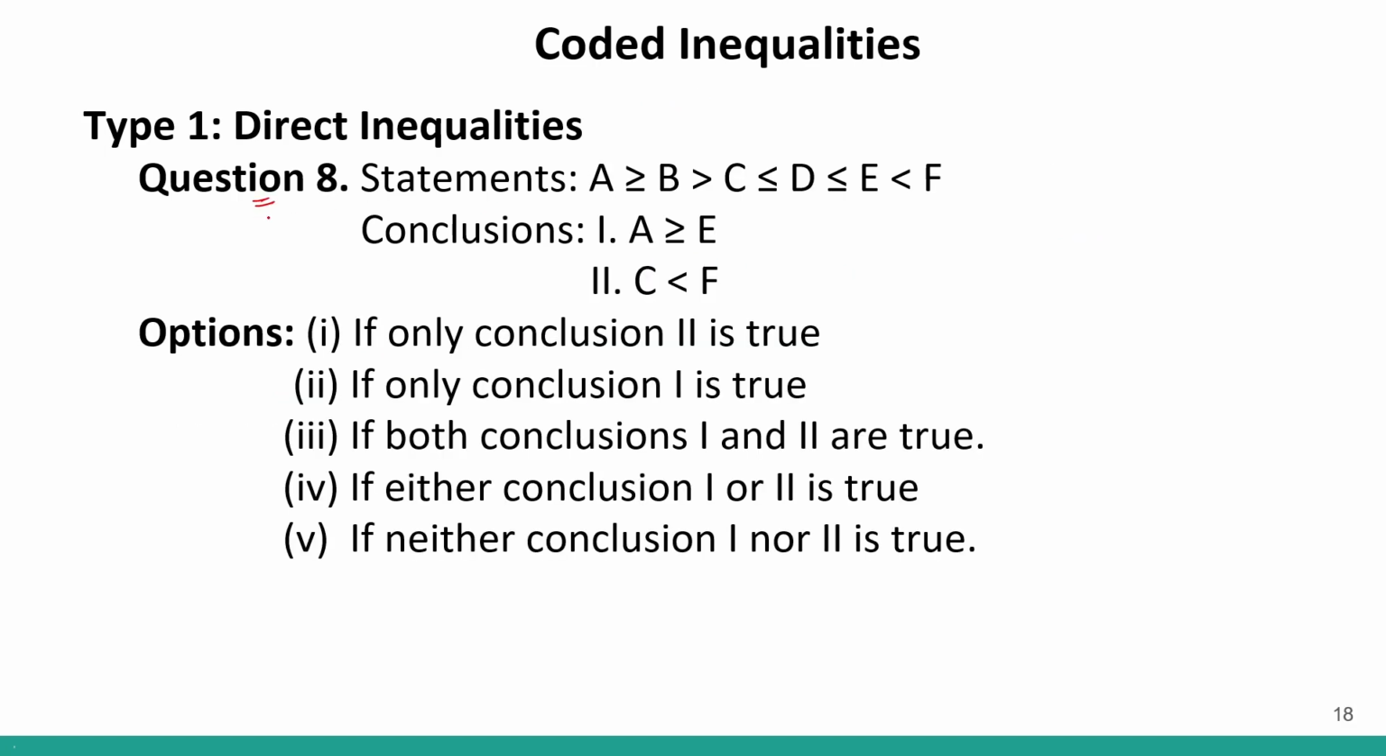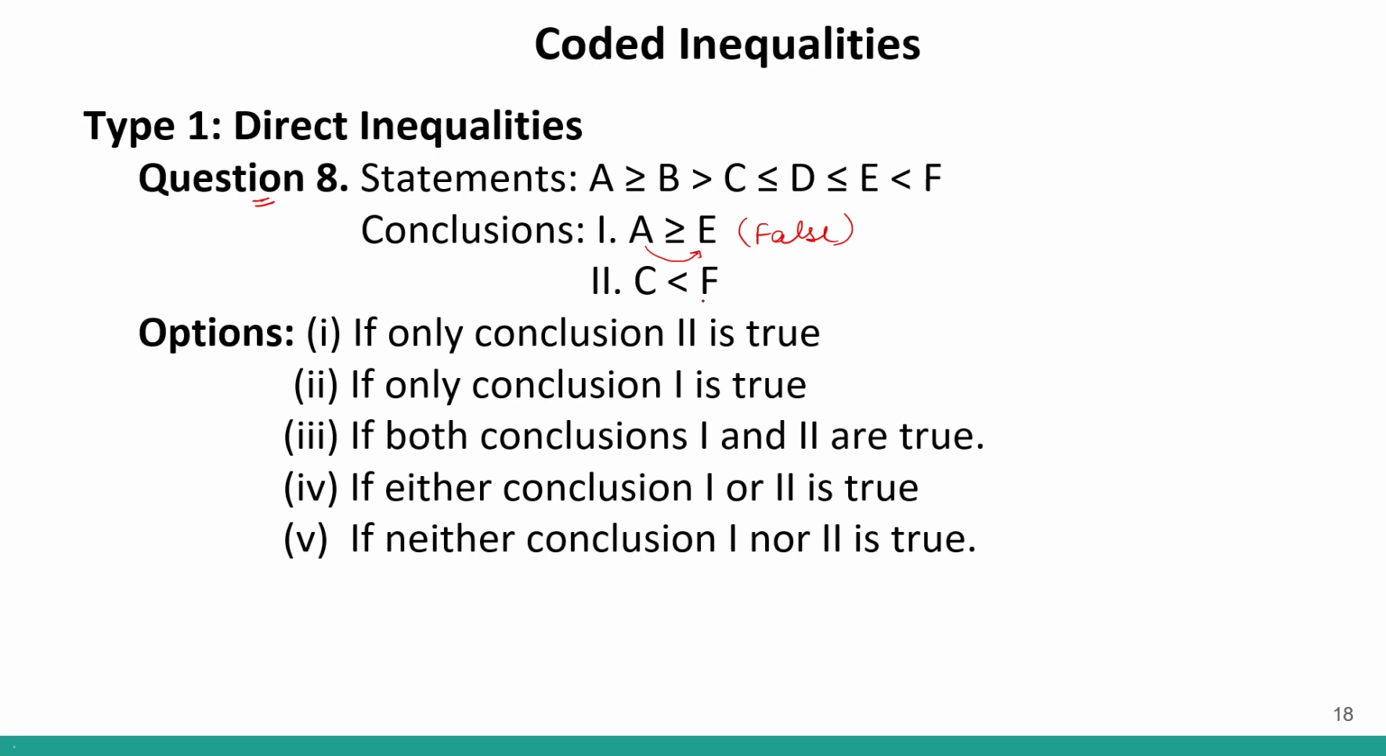Question 8. Question 8, let us look at the conclusions. First conclusion says that A is greater than equal to E. So I have to move from A to E, correct? If I move from A to E, I can see A is greater than equal to B, B is greater than equal to C. But now I cannot move further because we have a smaller door over here. So again, this is false. Relationship between A and E cannot be determined.